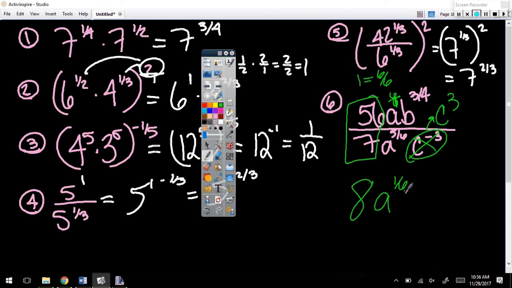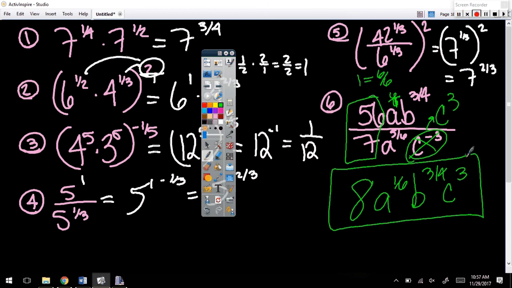B to the 3/4, and you break it down. There is no other B, so it stays. And there's no other C, so it stays. The C moved up. There you go. So it started out looking yucky and it finished up looking nice.